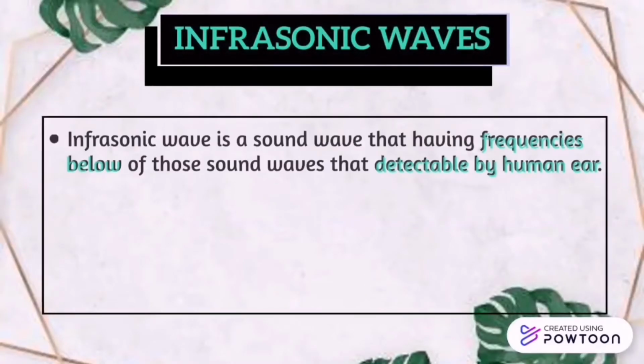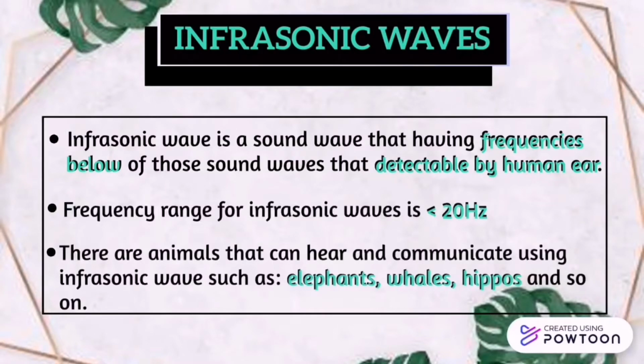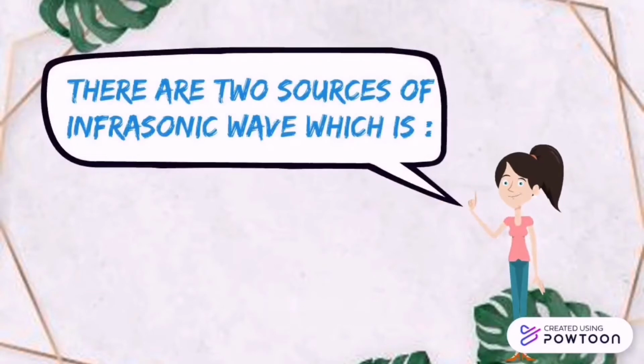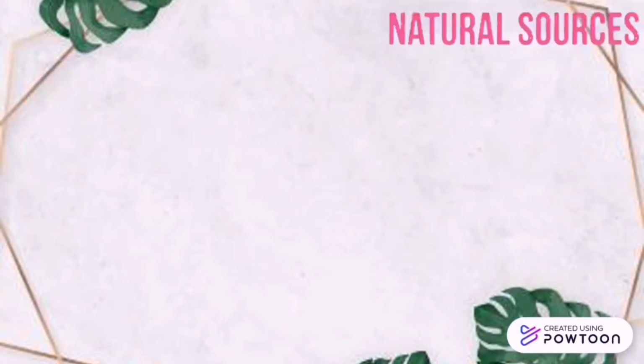Infrasonic wave. Infrasonic wave is a sound wave having frequencies below those of the sound wave detectable by the human ear. The frequency range for infrasonic wave is less than 20 Hz. There are animals that can hear and communicate using infrasonic waves such as elephants, whales, hippos, and so on. There are two sources of infrasonic wave, which are natural sources and man-made sources.